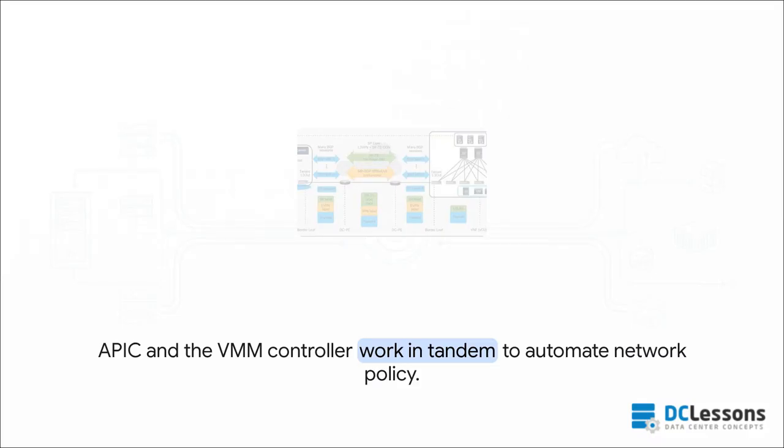And this partnership, it's like a constant conversation. The VMM controller on the right is always telling APIC, "Hey, a new VM just started up on this host." APIC then looks at its central policy and tells the physical network, the leaf switches, and the virtual switch inside the hypervisor exactly how to handle that VM's traffic. It's a totally closed-loop, automated system.